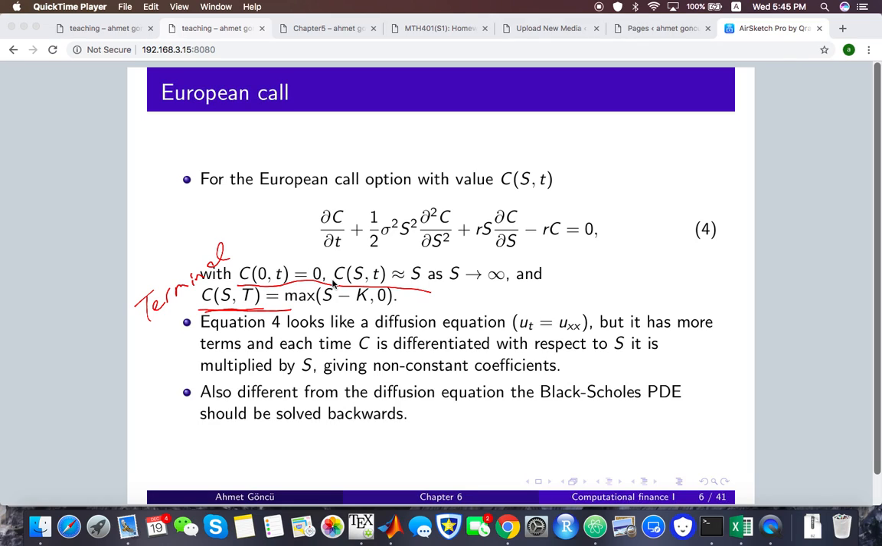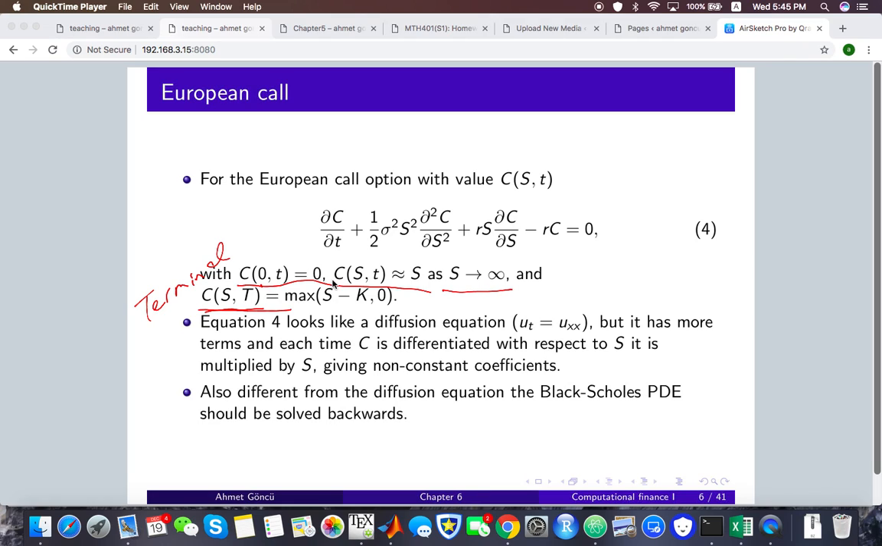And the boundaries, since the stock price can take values from, let's say, 0 to infinity as our boundary, we need to specify what happens if the stock price goes to 0, or what happens if the stock price goes to infinity. So these are the two boundaries that we should consider in the European call option pricing problem.